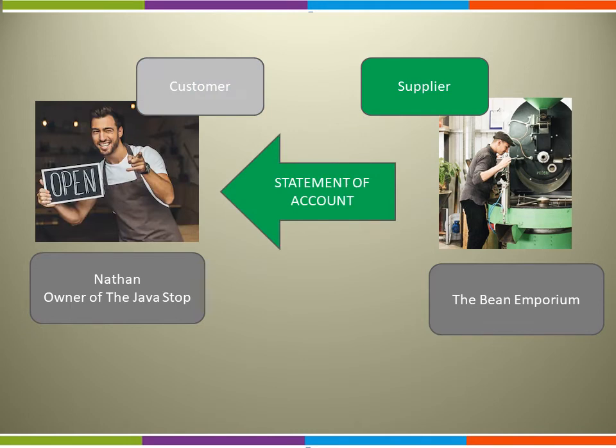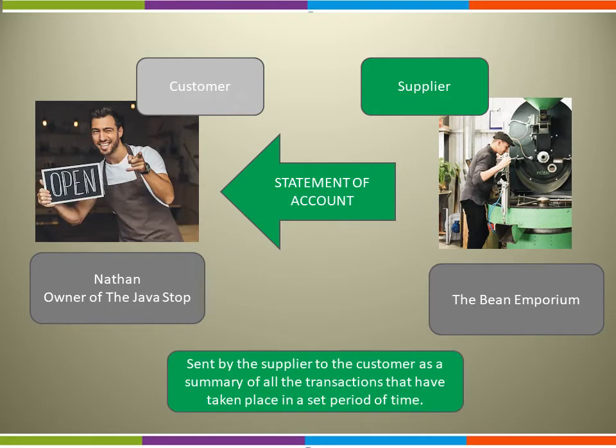At the end of the whole process, or the end of a period of time, a statement of account will be sent. This is a summary of all the transactions that have taken place. So it's sent by the supplier to the customer as a summary of all the transactions that have taken place in a set period of time. So it would list all of the invoices sent and all of the payments made.